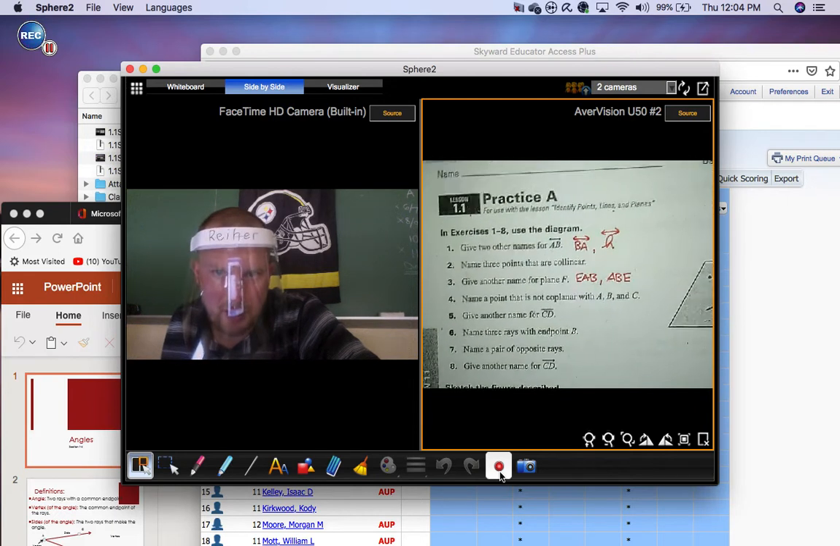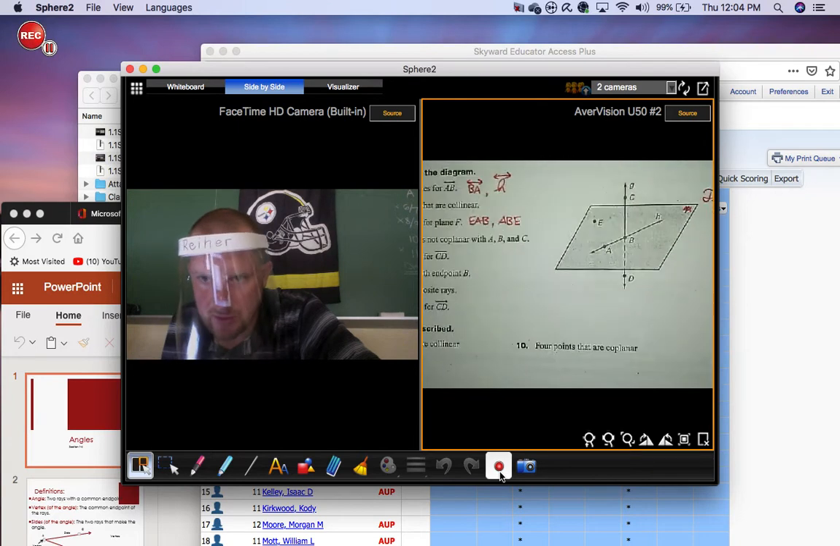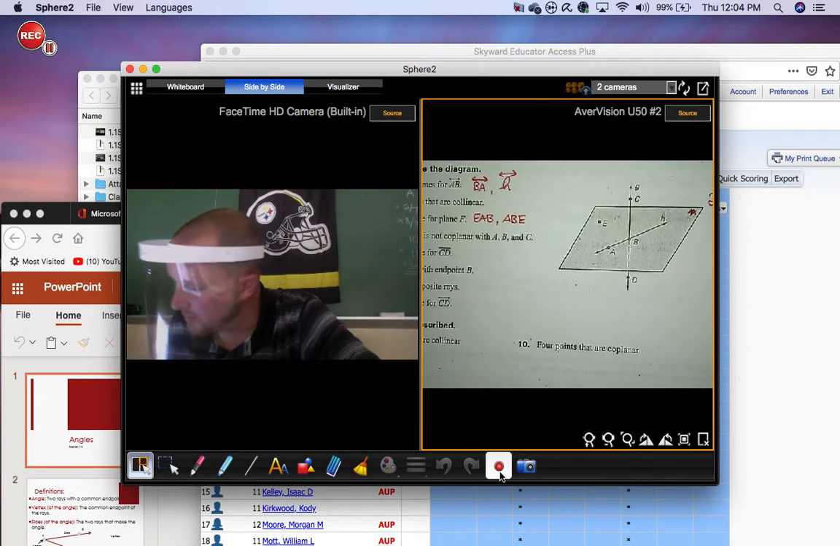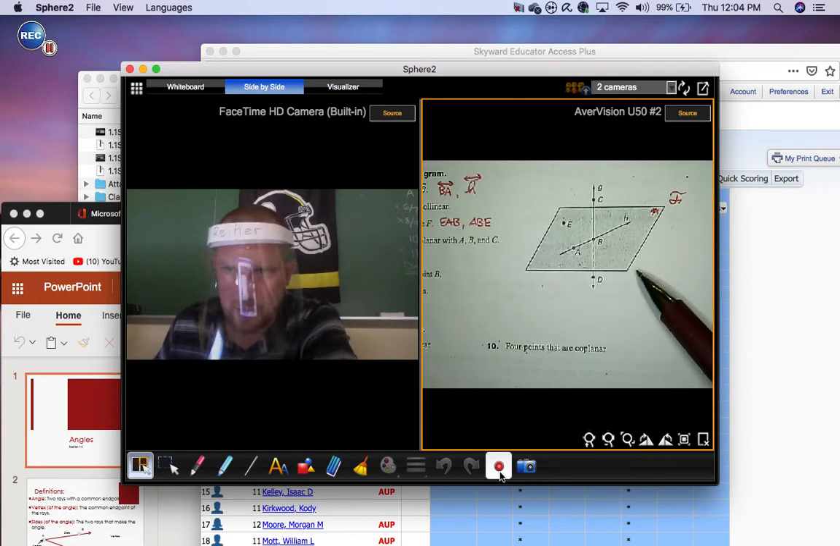We're going to review practice A for section 1.1. We've already done some of these problems using this diagram. We're going to do the rest in this section. So the first thing we'll do is just talk about the diagram.